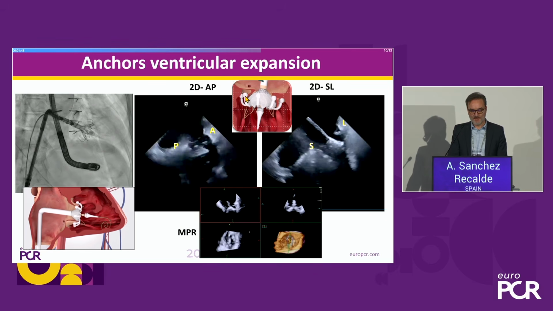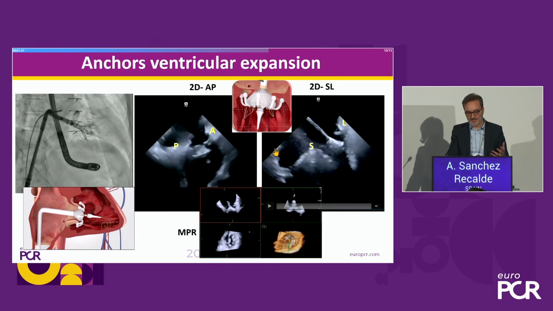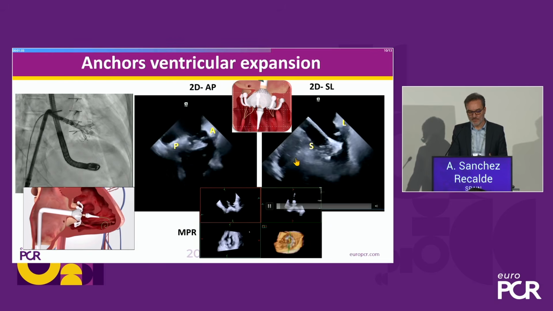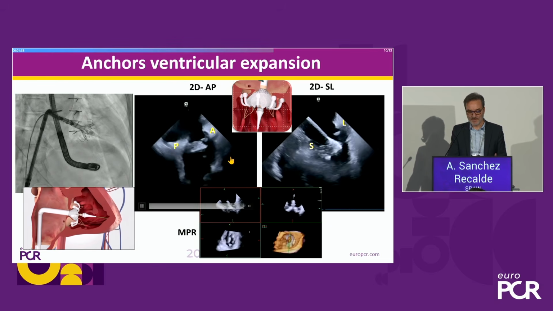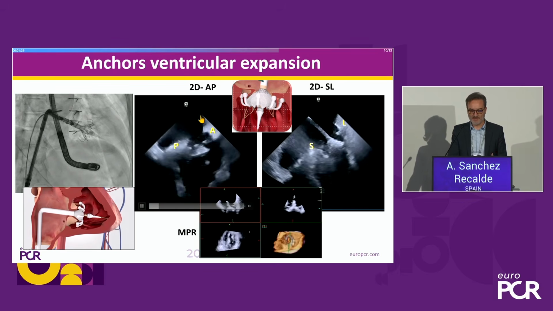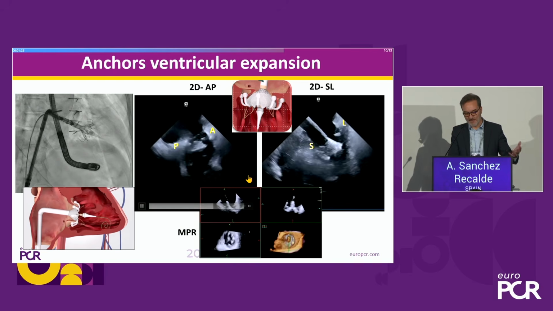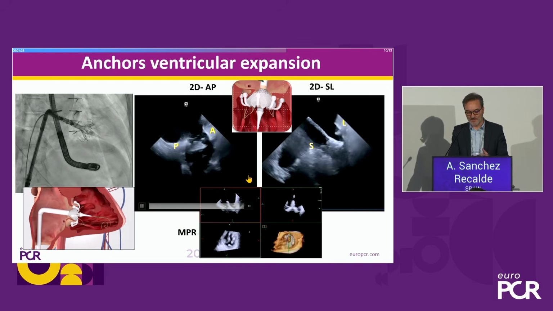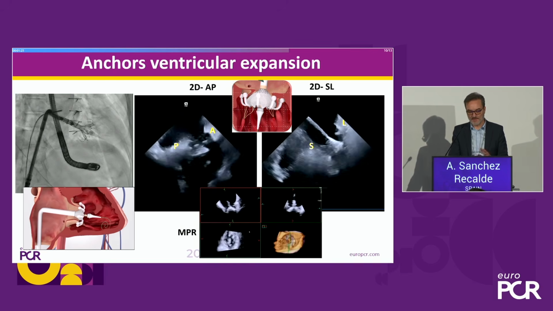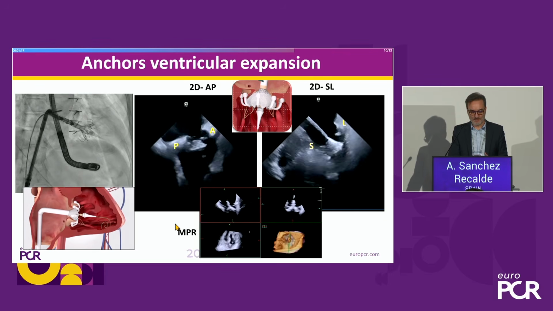Next, the ventricular portion of the valve was expanded, and in addition to the MPR, we can do bidimensional images to check the position, the height, and the coaxiality. Both MPR 3D images and 2D images are good to check that everything is fine, and in this case, the leaflets are inside of the valve.